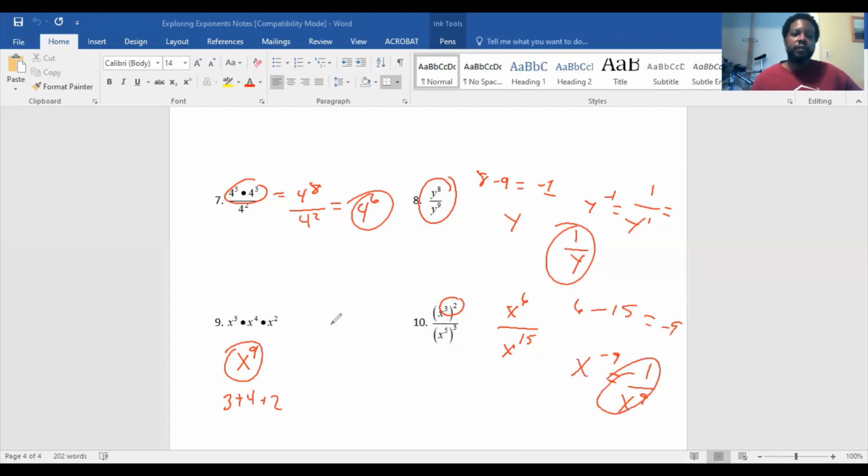Please review these notes as needed to help you with your practices on applying the properties of exponents and simplifying equations with exponents. All right, that is it for me.